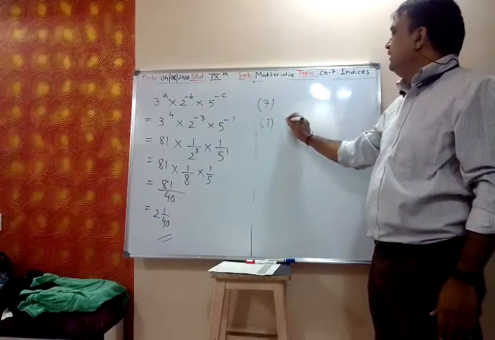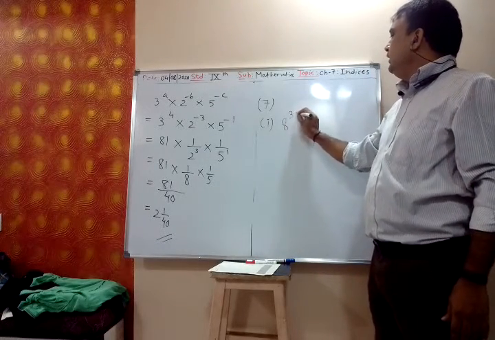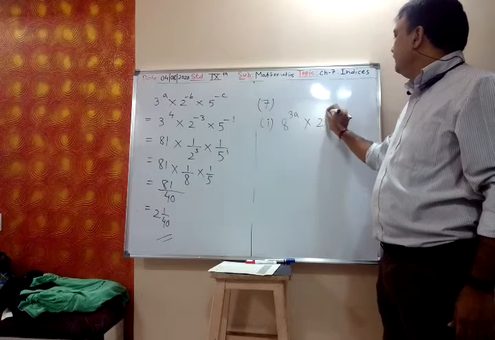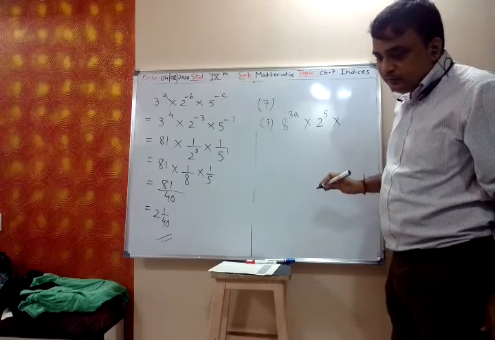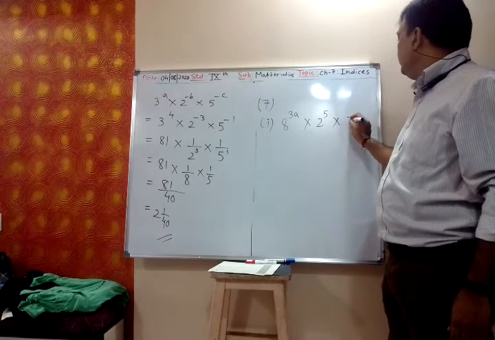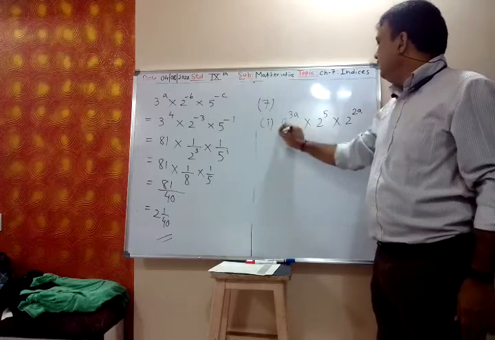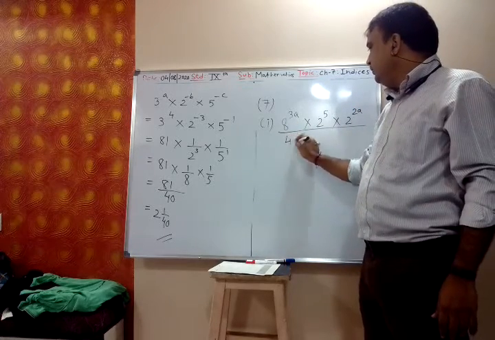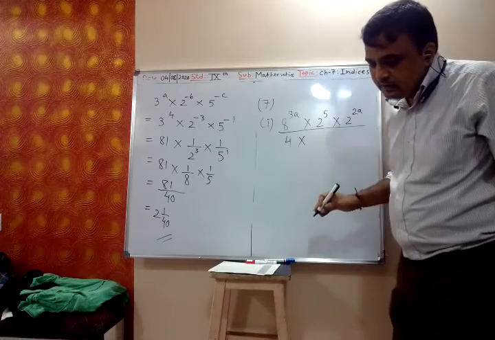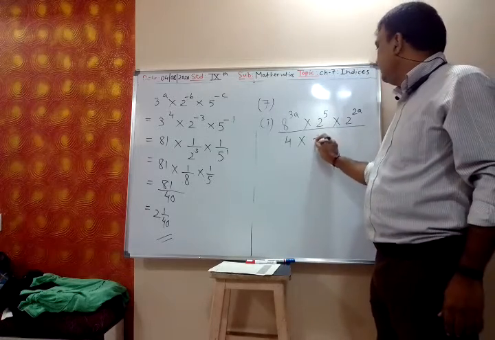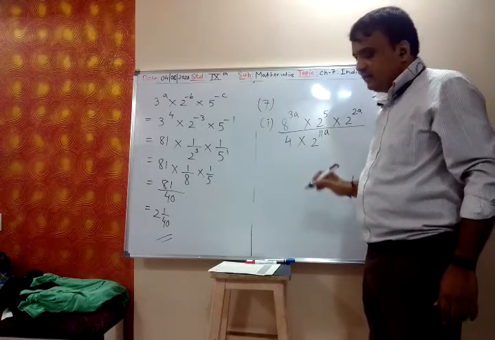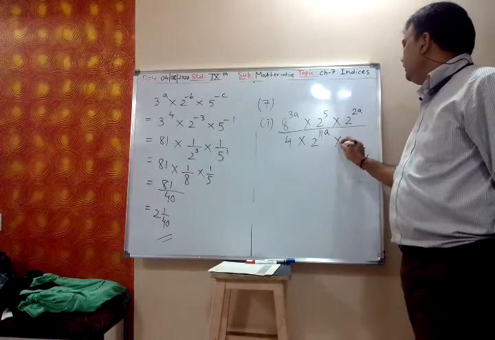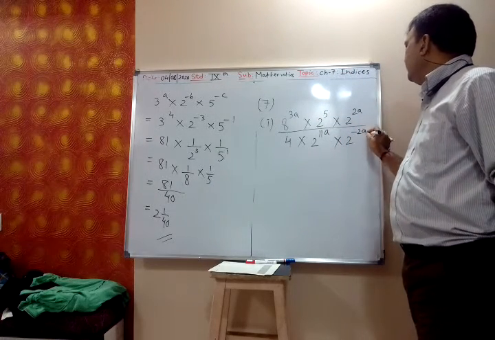8 raised to 3a, into 2 raised to 5, into 2 raised to 2a, divided by 4 into 2 raised to 11a, into 2 raised to minus 2a.